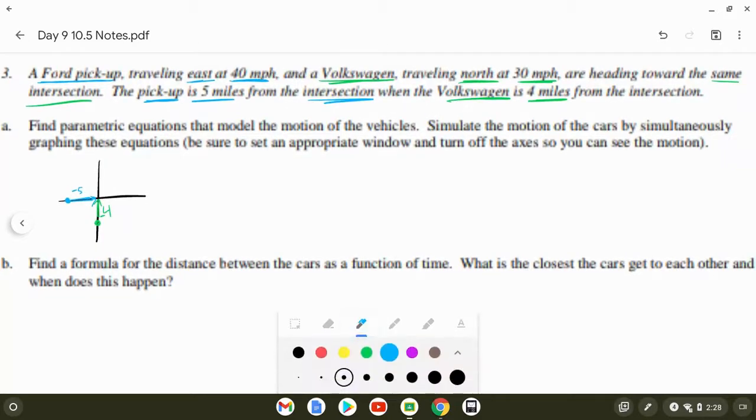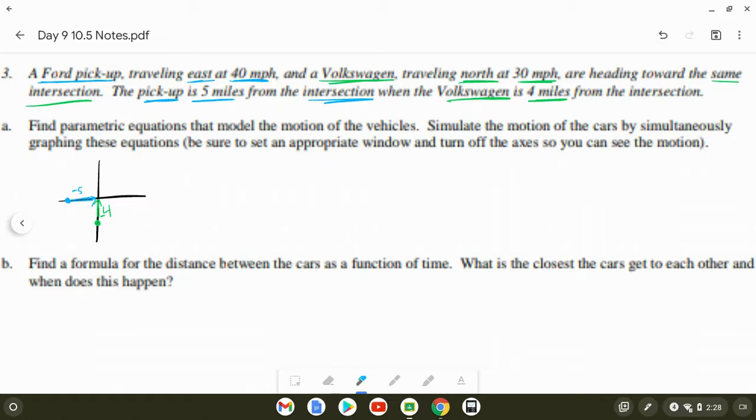So what we want to do here is find parametric equations that model the motion of the vehicles, and then simulate the motion of the cars by simultaneously graphing the equations. Make sure to adjust the window accordingly, and turn off the axes so we can actually see them in motion.